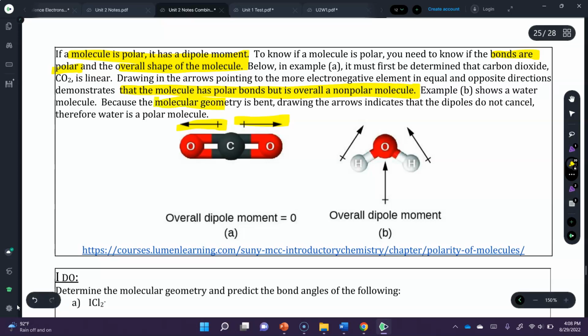Because the molecular geometry is bent, so it lacks some symmetry, the arrows point in a general direction that the electrons will travel toward. So we end up with a positive end and a negative end. Okay, so that tells us that the water is a polar molecule.